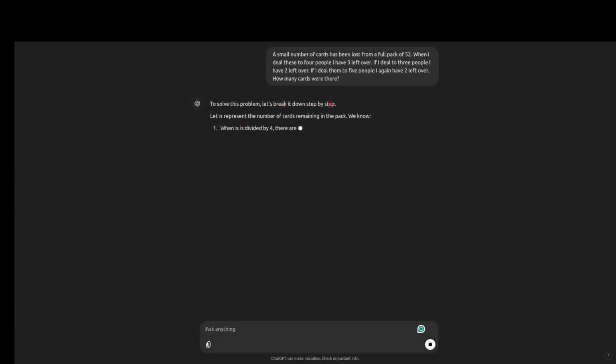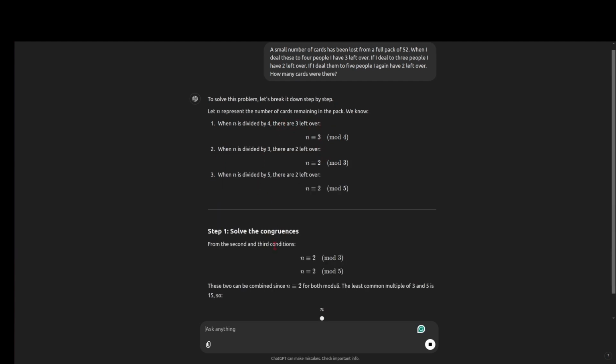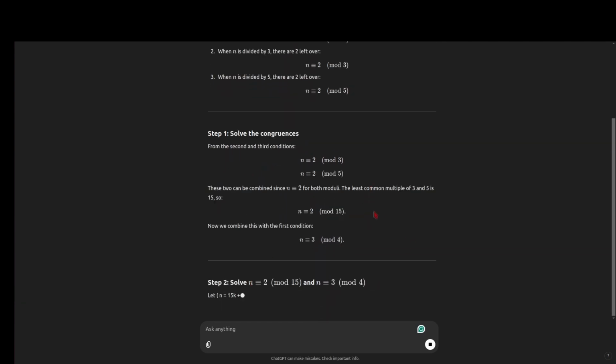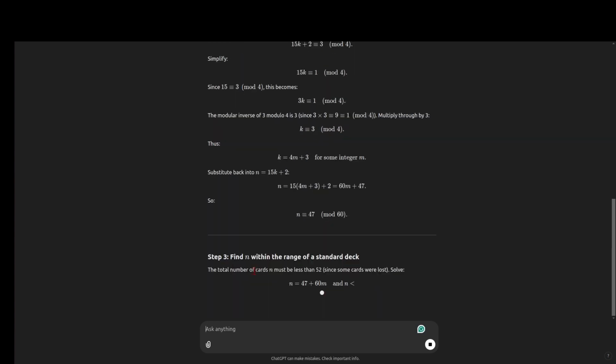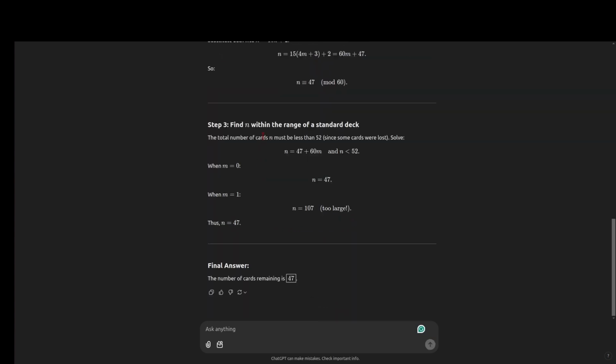To solve the problem, let's break it down step by step. Let n represent the number of cards remaining in the pack. We know that when n is divided by 4, there are 3 left over, and then it goes on doing the same for the other 2 scenarios. Step 1 is to solve the congruences, step 2 is to solve for n, and then it moves on to step 3, find n within the range of a standard deck. The total number of cards n must be less than 52, since some cards were lost. Then solving, it comes up with the answer: the number of cards remaining is 47. So it got the right answer there.